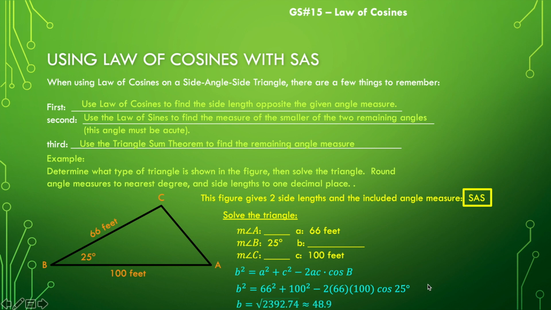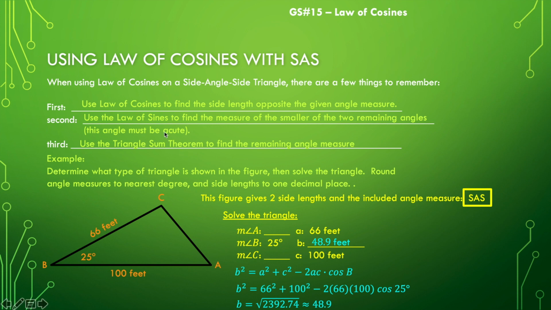When we do that, we're going to end up with 2392.74. And so that's going to give us B squared, but of course we are actually interested in the measure of side length B. So we're going to have to take the square root, and we're going to round that to the nearest tenth of a foot. So that gives us the first of our three pieces of information we need. Now once we have a pair, we can go ahead and use the law of sines for the remaining angles.